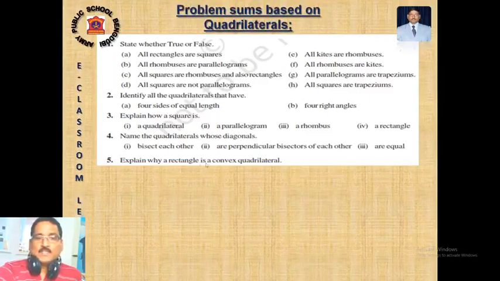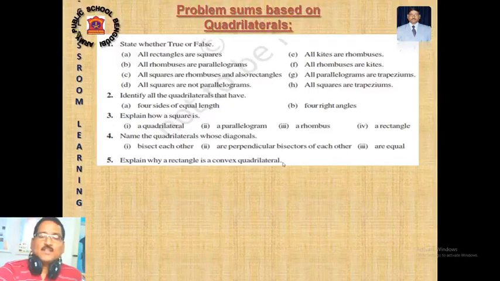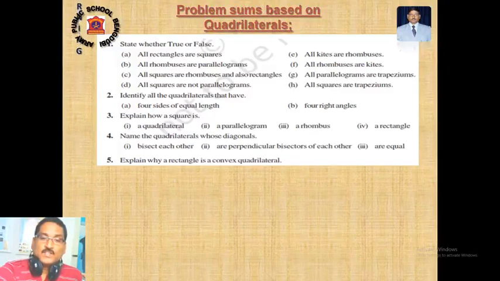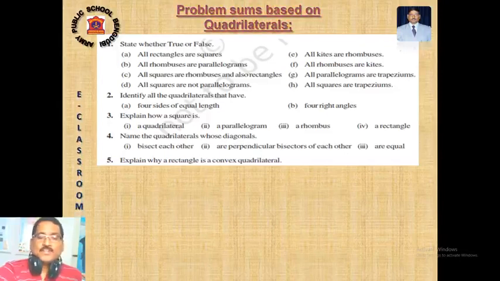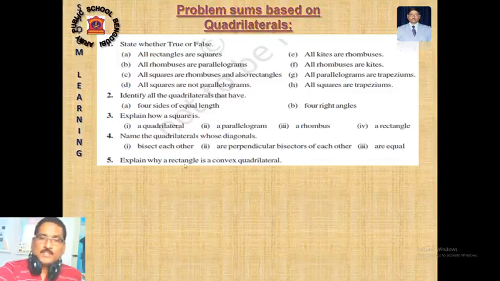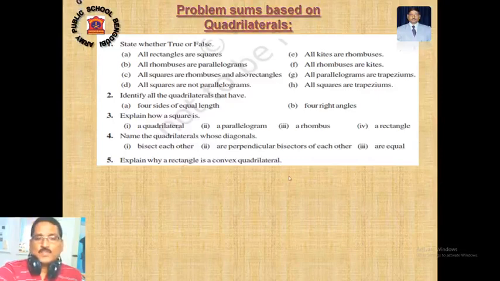Explain why rectangle is a convex quadrilateral. What is the definition of a convex quadrilateral? You remember? Convex quadrilaterals are those quadrilaterals where each interior angle is less than 180 degree. So that's why the rectangle, having all angles 90 degree, below 180, is a convex quadrilateral.